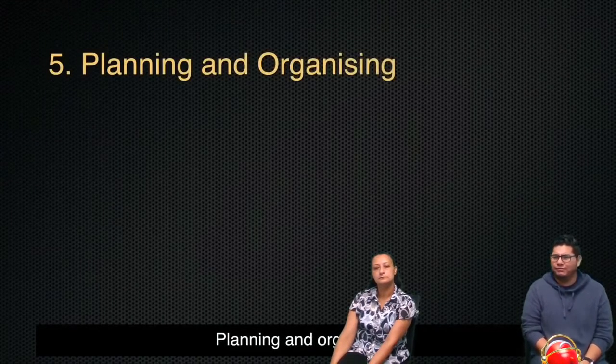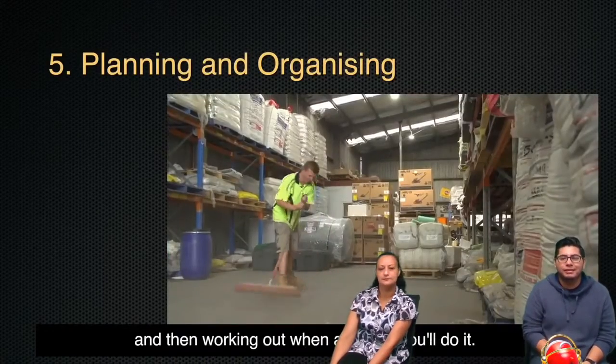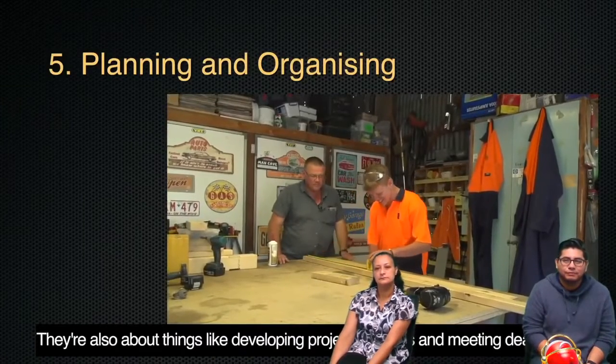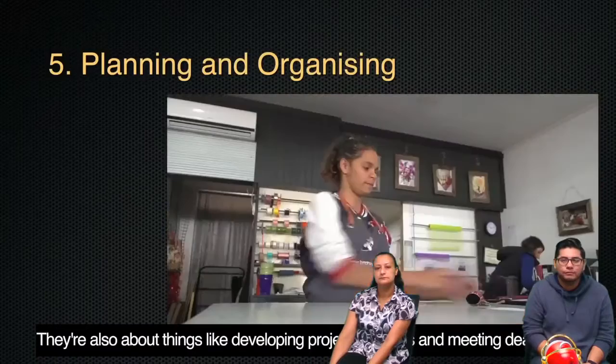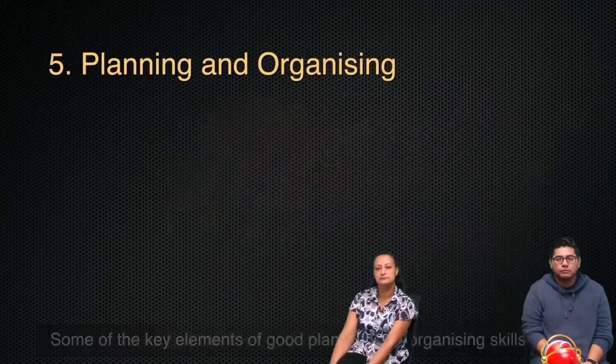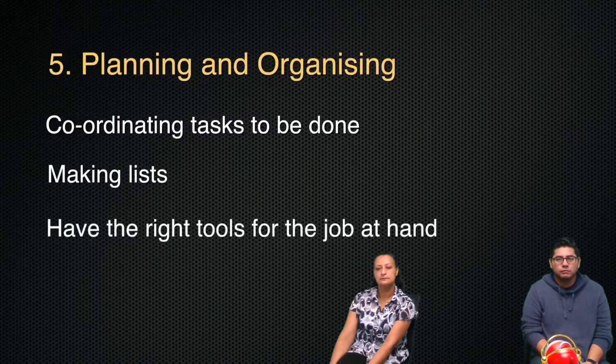Planning and organising. Planning and organising are working out what is required to get a job done, and then working out when and how you'll do it. They're also about things like developing project timelines and meeting deadlines. Some of the key elements of good planning and organising skills are coordinating tasks to be done, making lists, having the right tools ready for the job at hand.